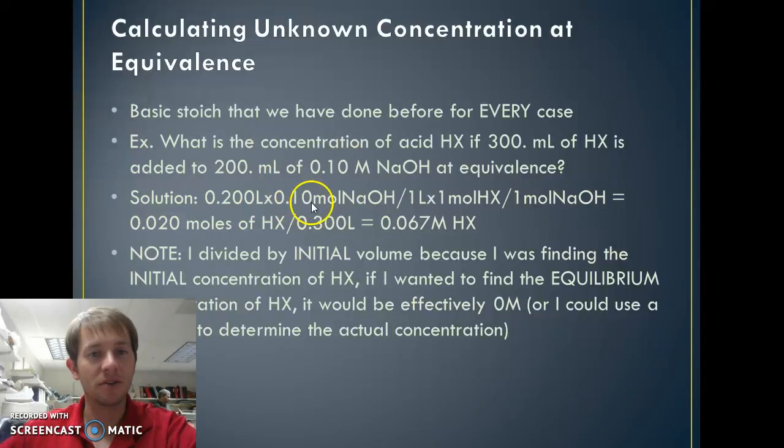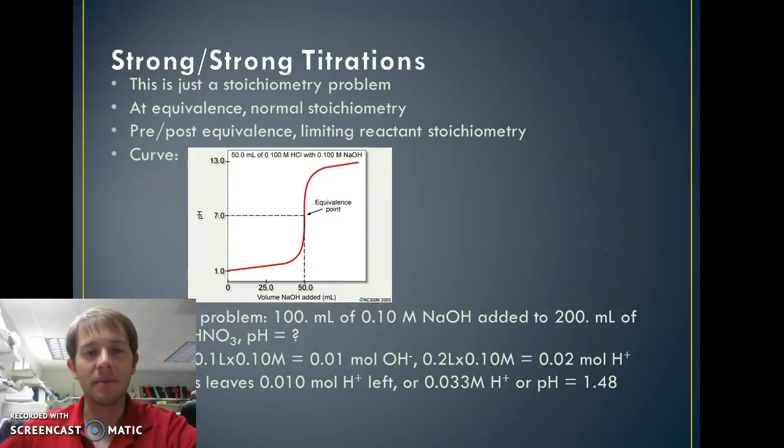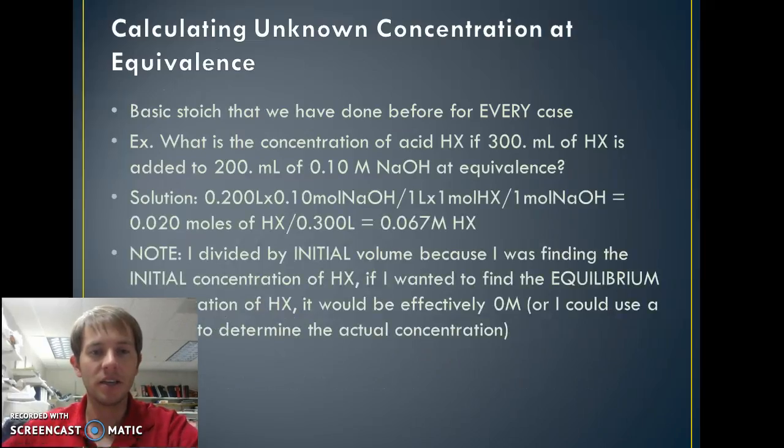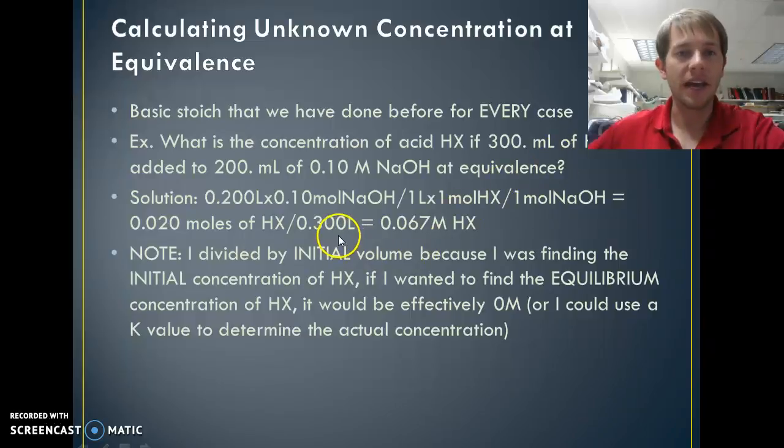So 0.2 liters times 0.1 moles per liter times my mole ratio. That gives me my moles of acid. And then I divide that by my initial volume of acid. Now, it's the initial volume of acid, not the total, because I want to know what the initial concentration is. If I want to know the equilibrium concentrations, then that's going to be a different problem altogether.